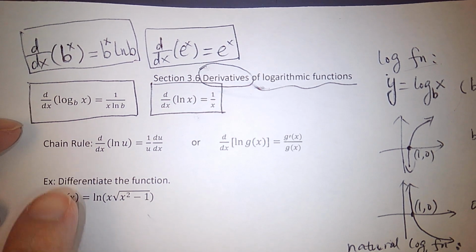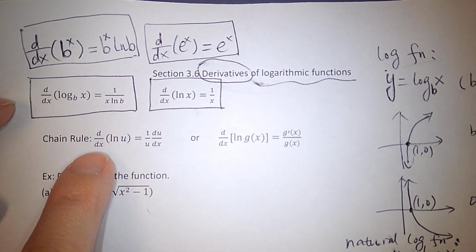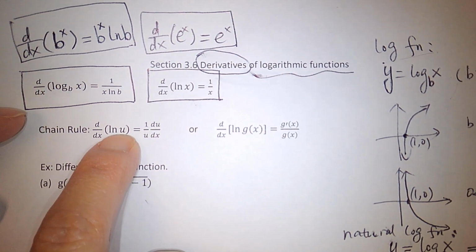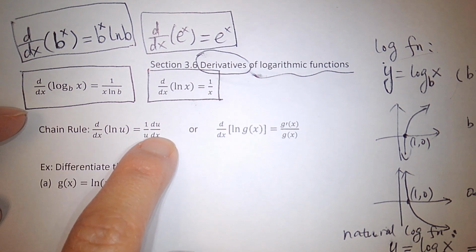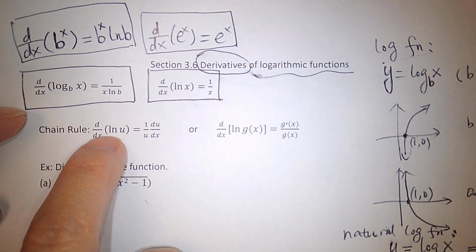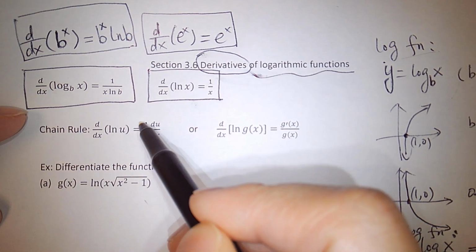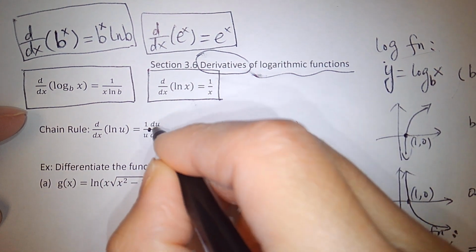And a lot of times the derivative of the log functions is combined with what? The chain rule. Say, for example, we have ln u. u is a function of x. So the derivative of ln u equals what? The derivative of ln u gives us 1 over u, right? And then by using the chain rule, we have to multiply by what?